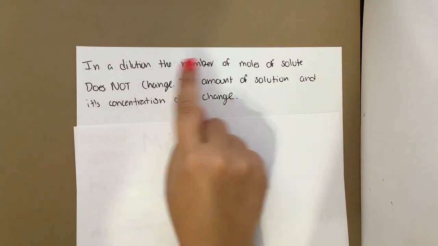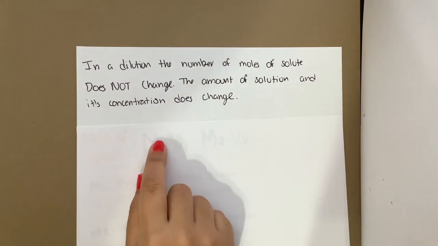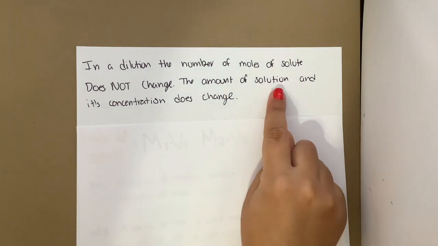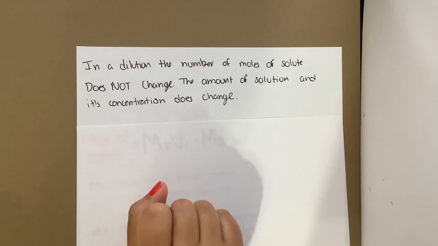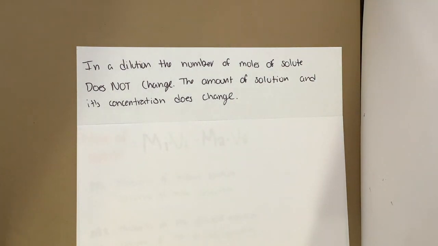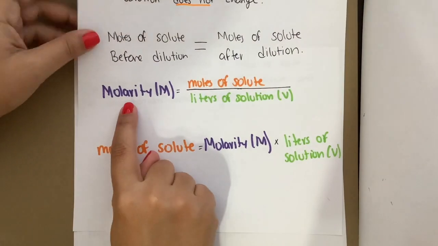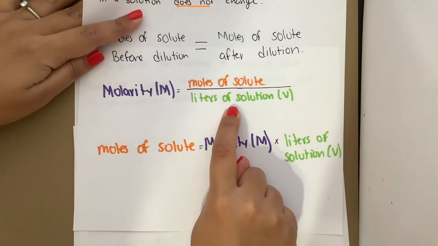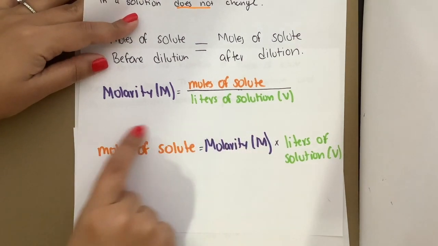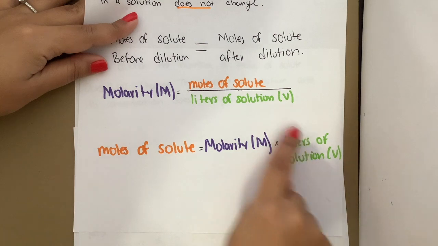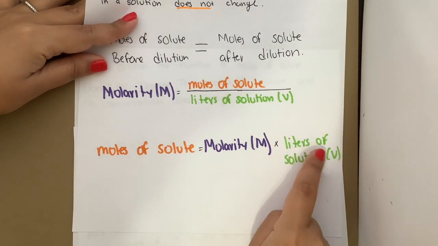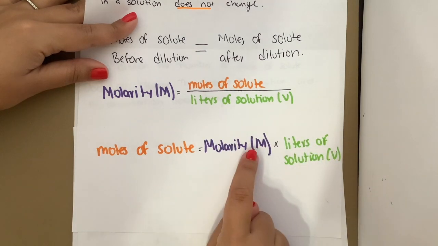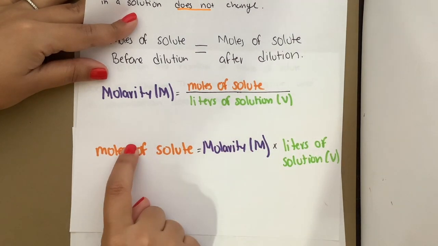Since in a dilution, the number of moles of solute does not change, but the amount of solution and its concentration do change. So we're going to get our molarity equation: molarity equals moles over liters of solution. We're going to solve for the number of moles, so moles equals molarity times liters of solution. Molarity times volume equals moles.